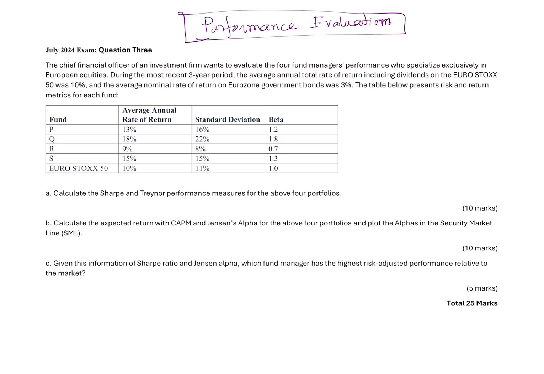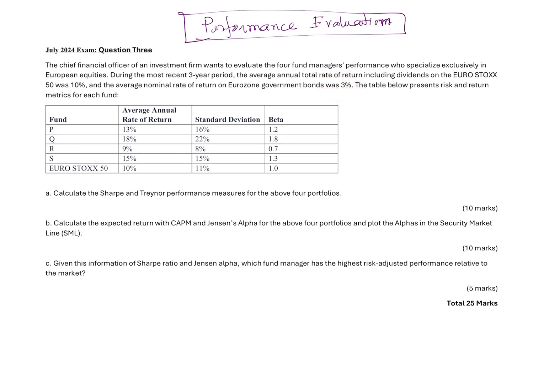So the question is asking: the chief financial officer of an investment firm wants you to evaluate your fund manager's performance, which specializes exclusively in European equities. Looking at the last 3 years, those are the average return, the standard deviation, and the beta of this fund, including the Euro Stocks 50, which is our benchmark, right? And the Eurozone's government bond rate was 3%. The risk-free rate is 3%.